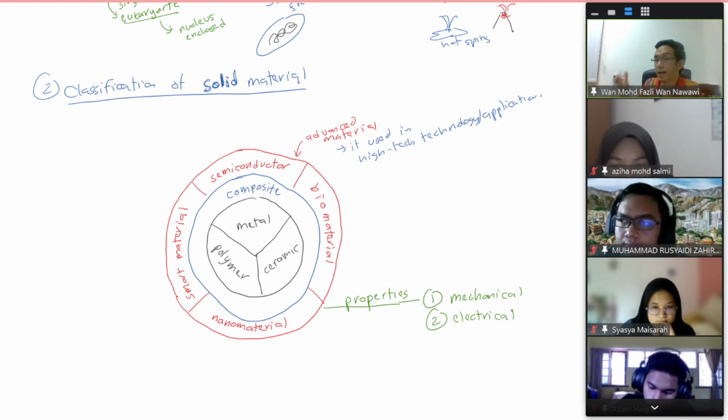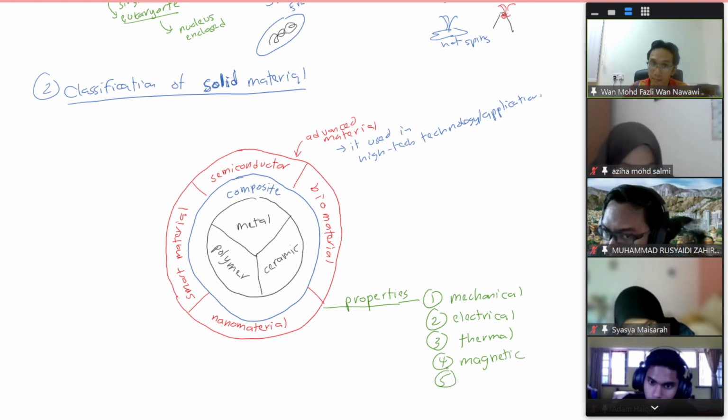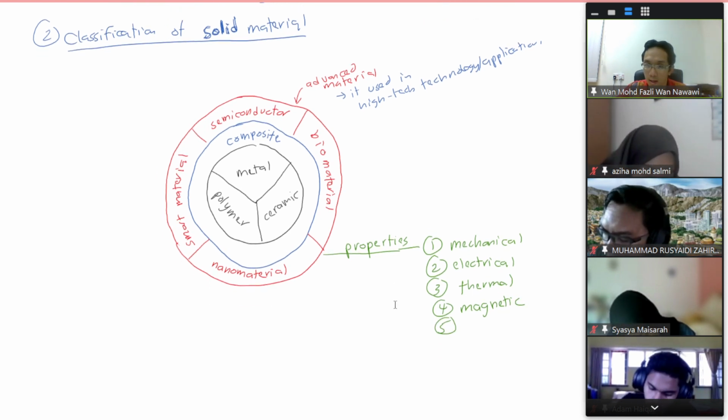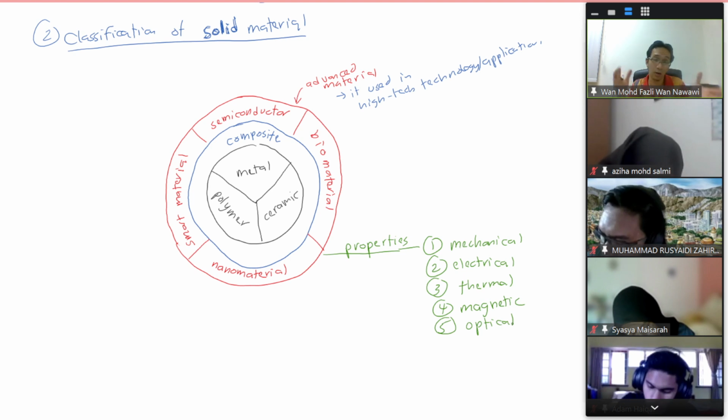So you can analyze any material based on this. And third is thermal, thermal properties. And then fourth you have magnetic properties. And then you have fifth, optical, meaning whether it's transparent, translucent or opaque, so that is under optical.